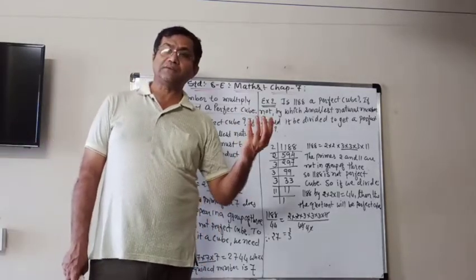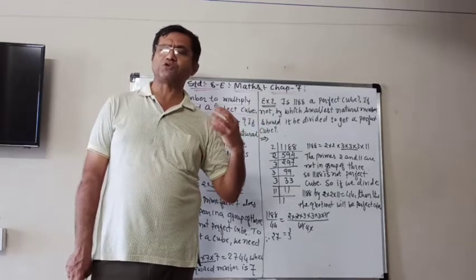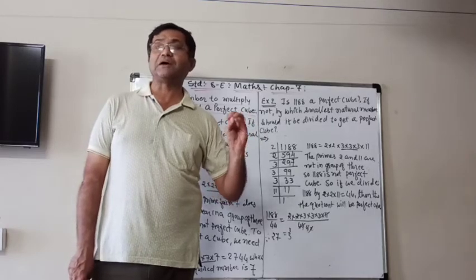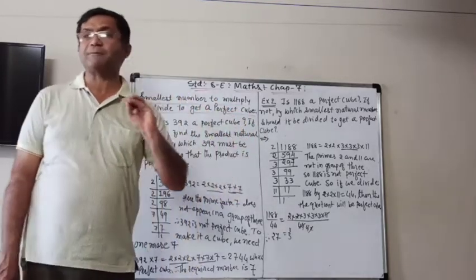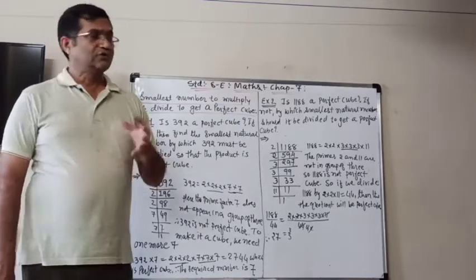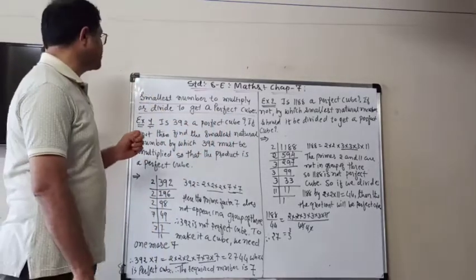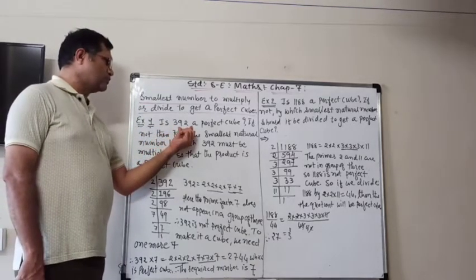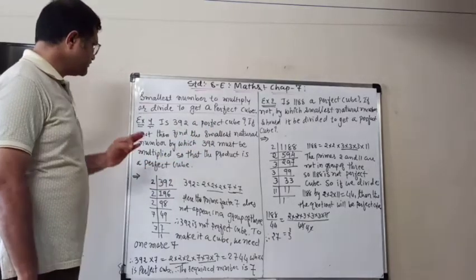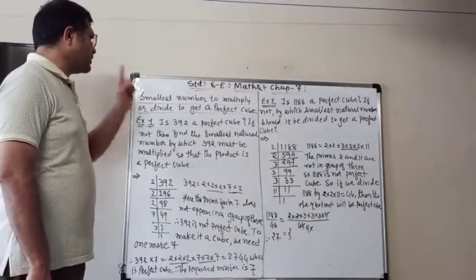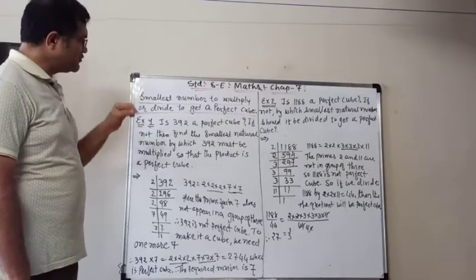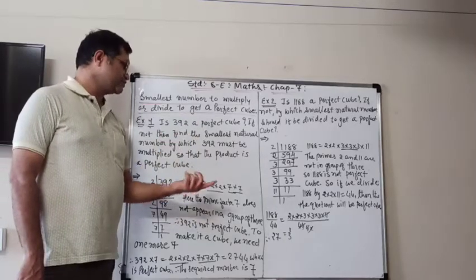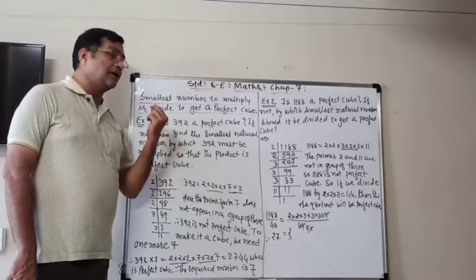What is to remember is very simple: you first have to do prime factorization, and then make groups of 3 same prime factors. So let's understand with these examples. First example is: is 392 a perfect cube? If not, then find the smallest natural number by which 392 must be multiplied so that the product is a perfect cube.